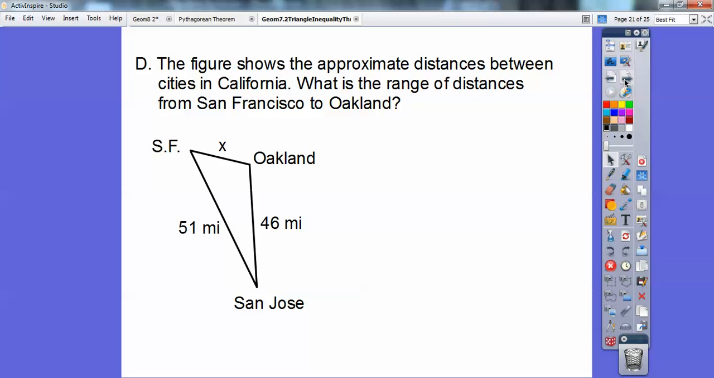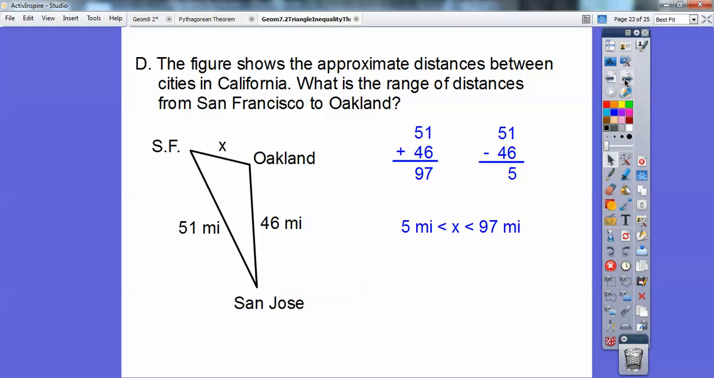So here's another one in a word problem. The figure shows approximate distances between cities in California. What is the range of distances from San Francisco to Oakland? So I see x and 51 and 46. I'm going to add them together and subtract them. And I get my upper boundary is 97. My lower boundary is 5. So that distance is between 5 miles and 97 miles.